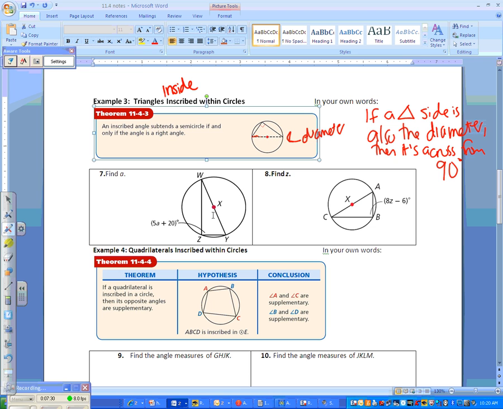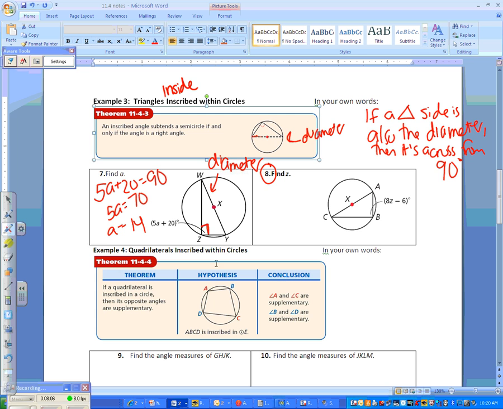So for number 7, if you notice, this is a diameter because this is the center of the circle and this chord goes through it. So this is a diameter. So what does that mean about the angle across from it? That means that this has to be 90 degrees. So to solve for a, you go 5a plus 20 equals 90 and subtract. So 5a equals 70 and divide, and I believe you get a equals 14. All right, so you're going to do number 8 that same way.